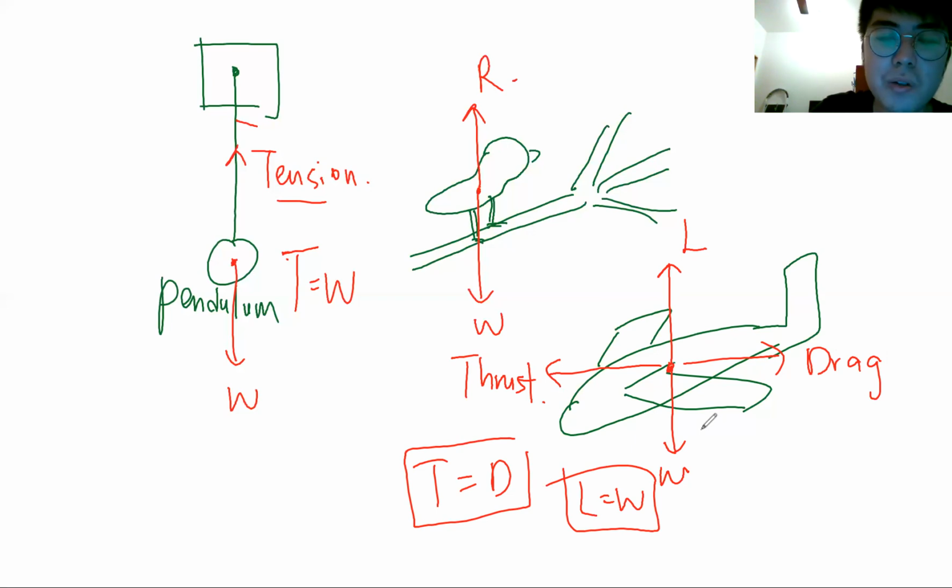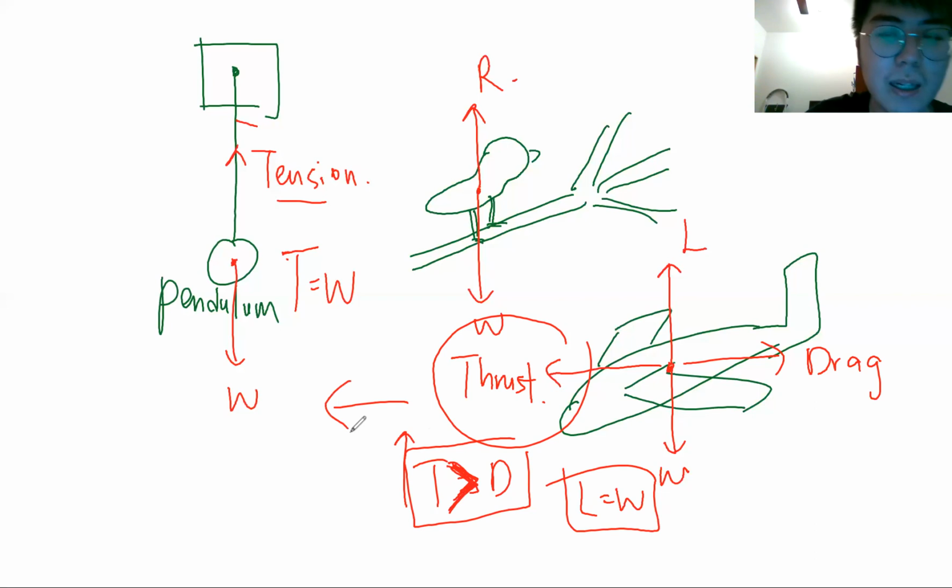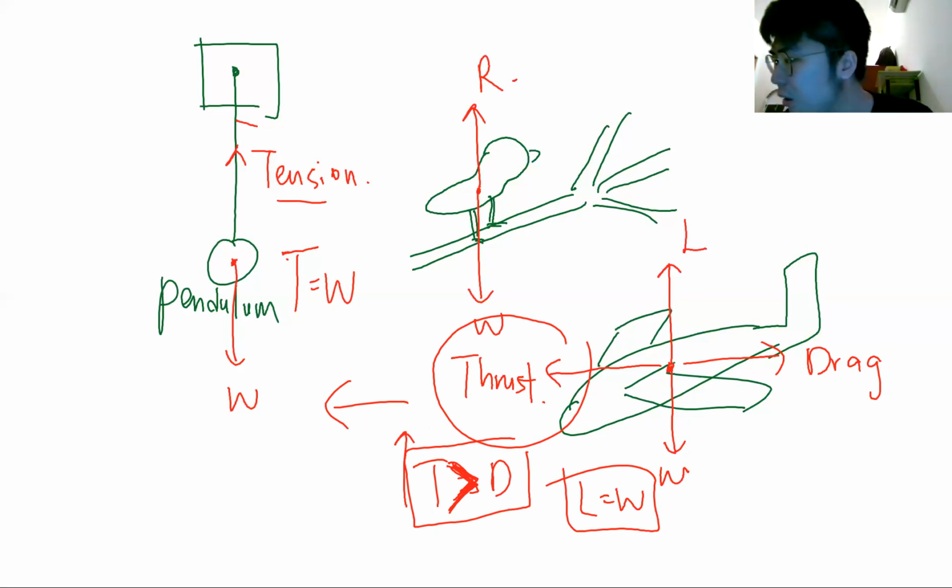So if the plane wants to accelerate, if it wants to increase its velocity, it needs to apply a net force, right? That's when the pilot increases the thrust, making T bigger, now bigger than D. So the net force is acting to the left, and that's how it increases velocity. In other words, it is accelerating.